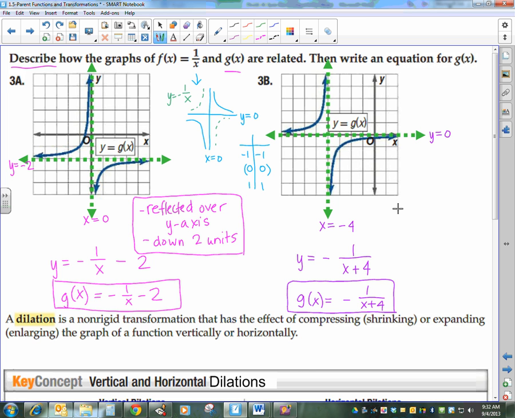That's how you would describe it. Okay, let's go describe this one. Over here, it is again reflected over the y-axis. And this time it has been shifted to the left 4 units.